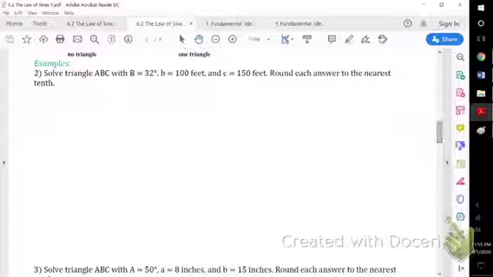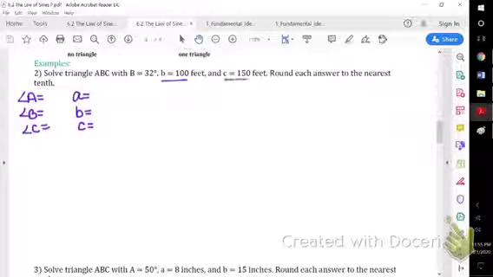All right, but I know it's always easier to actually see it than just to listen to it. So let's look at example 2. We're going to solve triangle ABC with angle B is 32 degrees, side B is 100 feet, and side C is 150 feet. We're going to round each answer to the nearest tenth. So I'm going to go ahead and set up my answer box. I am going to have to be a little more cautious on my room because I see here they gave me a side-side-angle, and I'll see that more when I plug it in the box here.